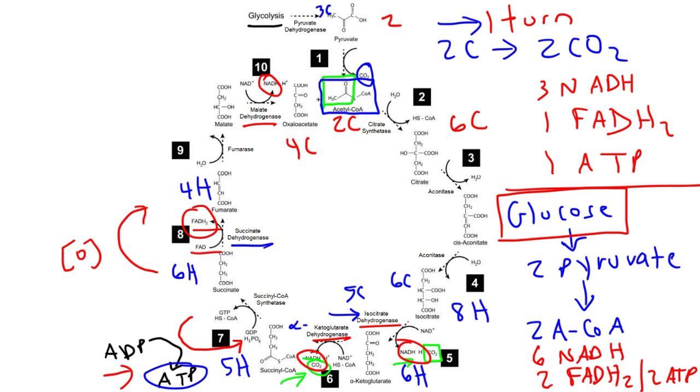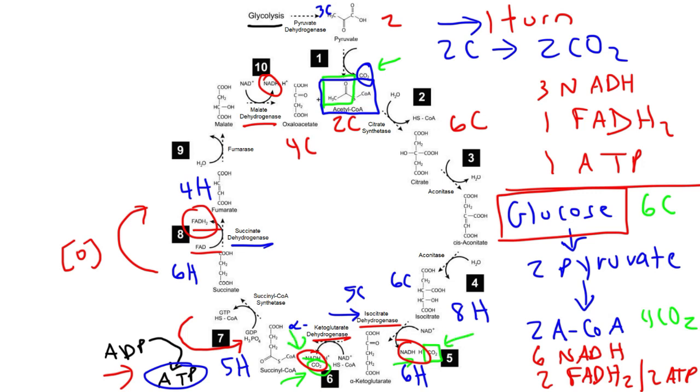Now, out of the 6 carbon atoms that are in glucose, 2 of them are lost in pyruvate oxidation. Each pyruvate loses 1 CO2 molecule, so glucose loses 2 CO2 molecules during this step, pyruvate oxidation. The other 4 CO2 molecules are lost during the 2 turns of the Krebs cycle.